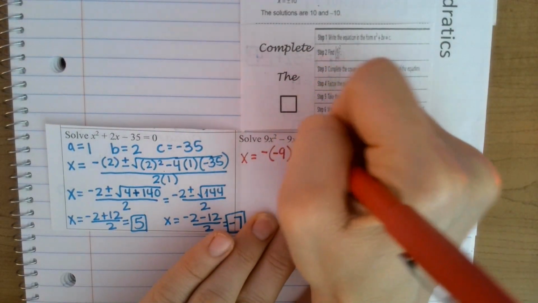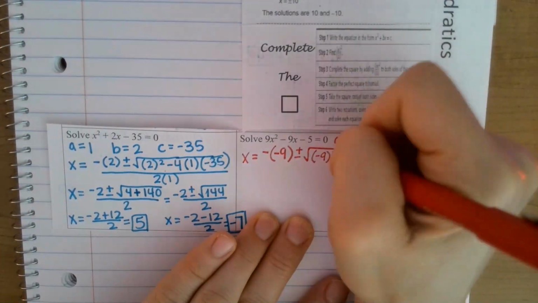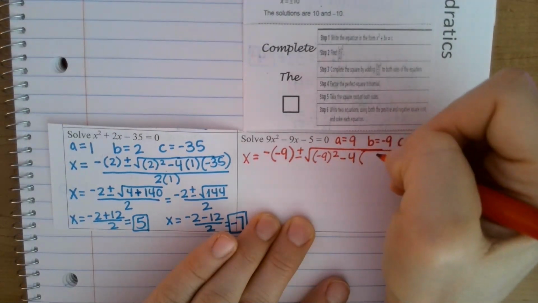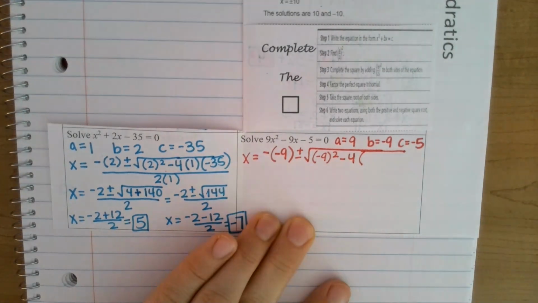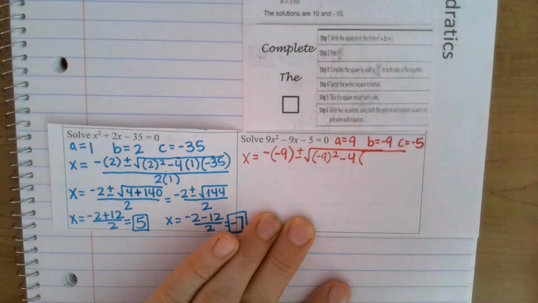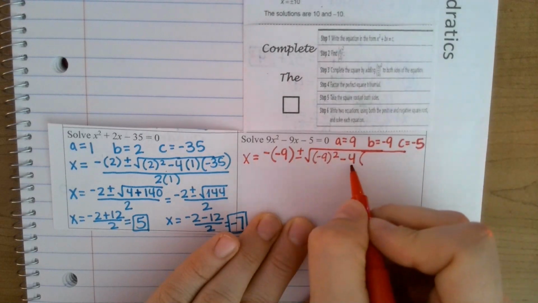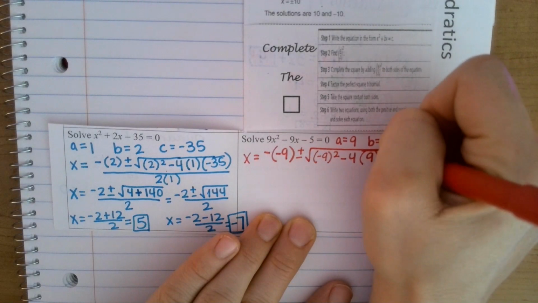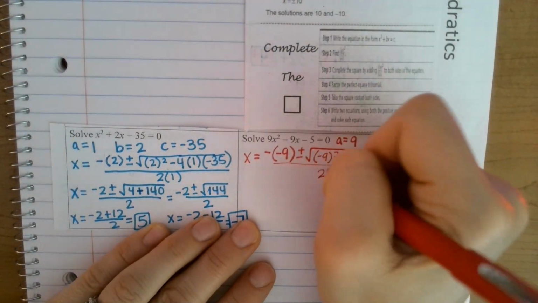Plus or minus the square root of negative 9 squared. Then that double negative will turn into a positive. So if your B value is negative, it's going to become positive because it's negative B. So negative B becomes positive B, 9. And then this is negative 4 or minus 4 times 9, which is our A value, times our C value, negative 5, over 2A, so over 2 times 9.